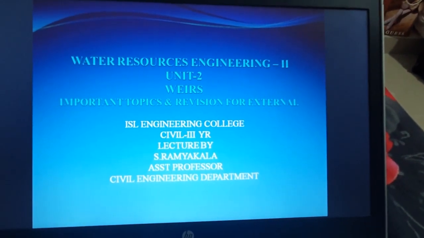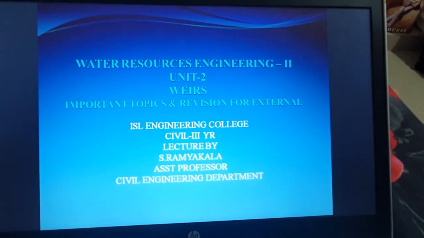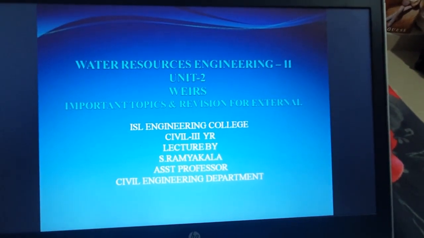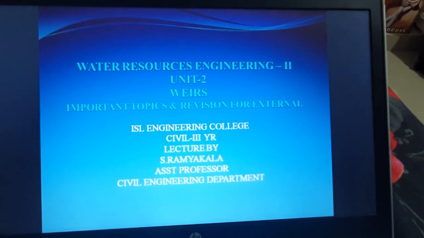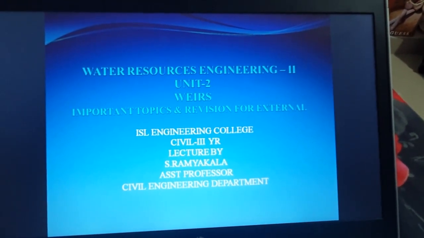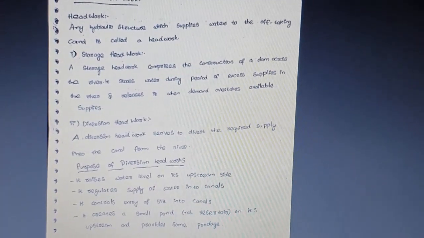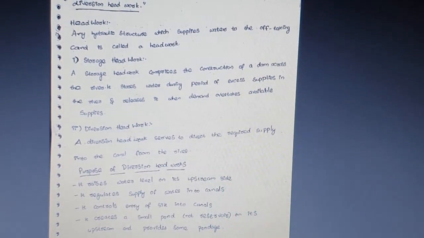In this session, we are going to discuss the important topics of Unit 2, which is weirs. From this unit, we will be having two questions which are very, very important for your externals. The first and foremost important topic for your short answers is about your headwork.